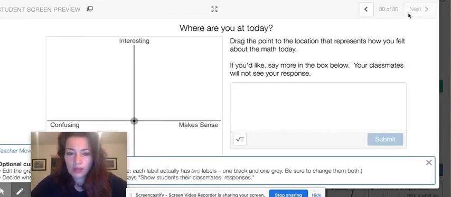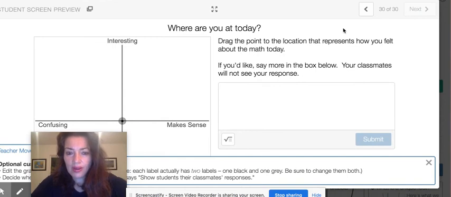And on the last slide, drag your point where you felt that this was totally interesting and it made sense, hopefully. But if it was confusing and it was interesting, so wherever you would like to put this point.